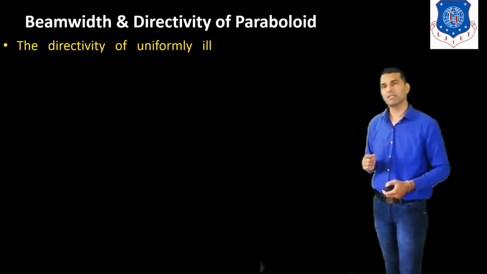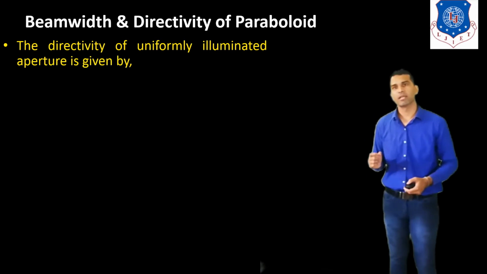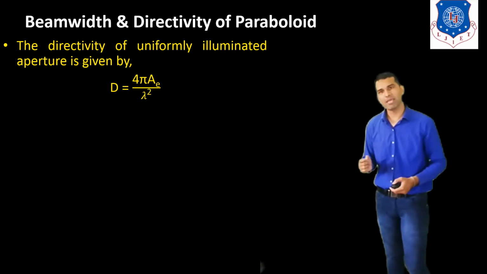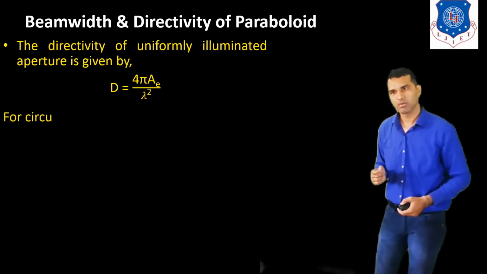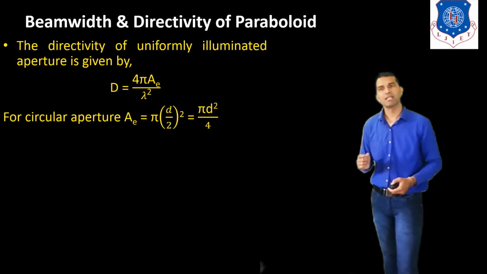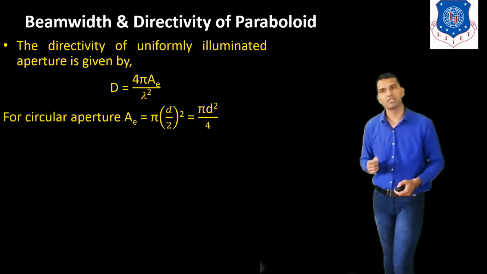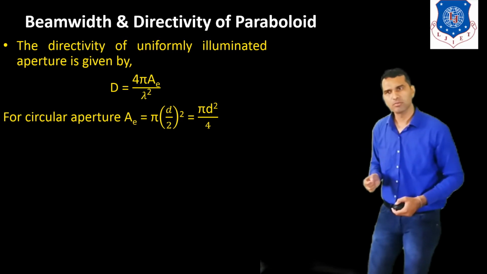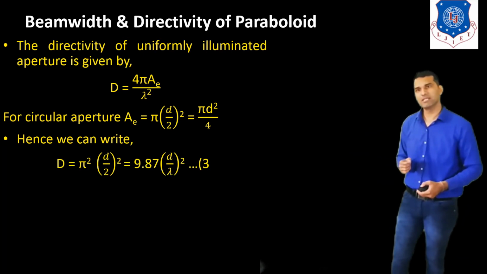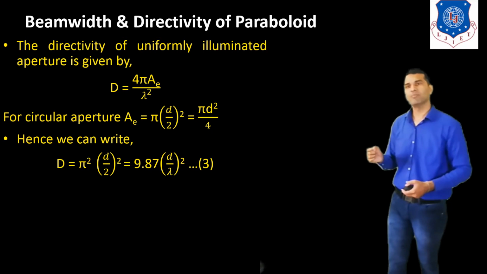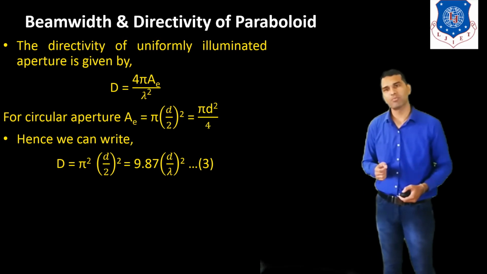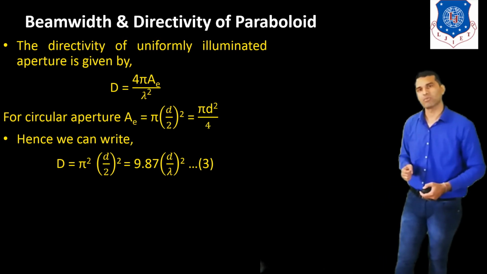The directivity of a uniformly illuminated aperture is given by D = 4π Ae/λ². For a circular aperture, Ae = π(D/2)², which is nothing but πD²/4. Hence, we can write the directivity equation as D = π²(D/2)². When we solve this, we get D = 9.87 (D/λ)².